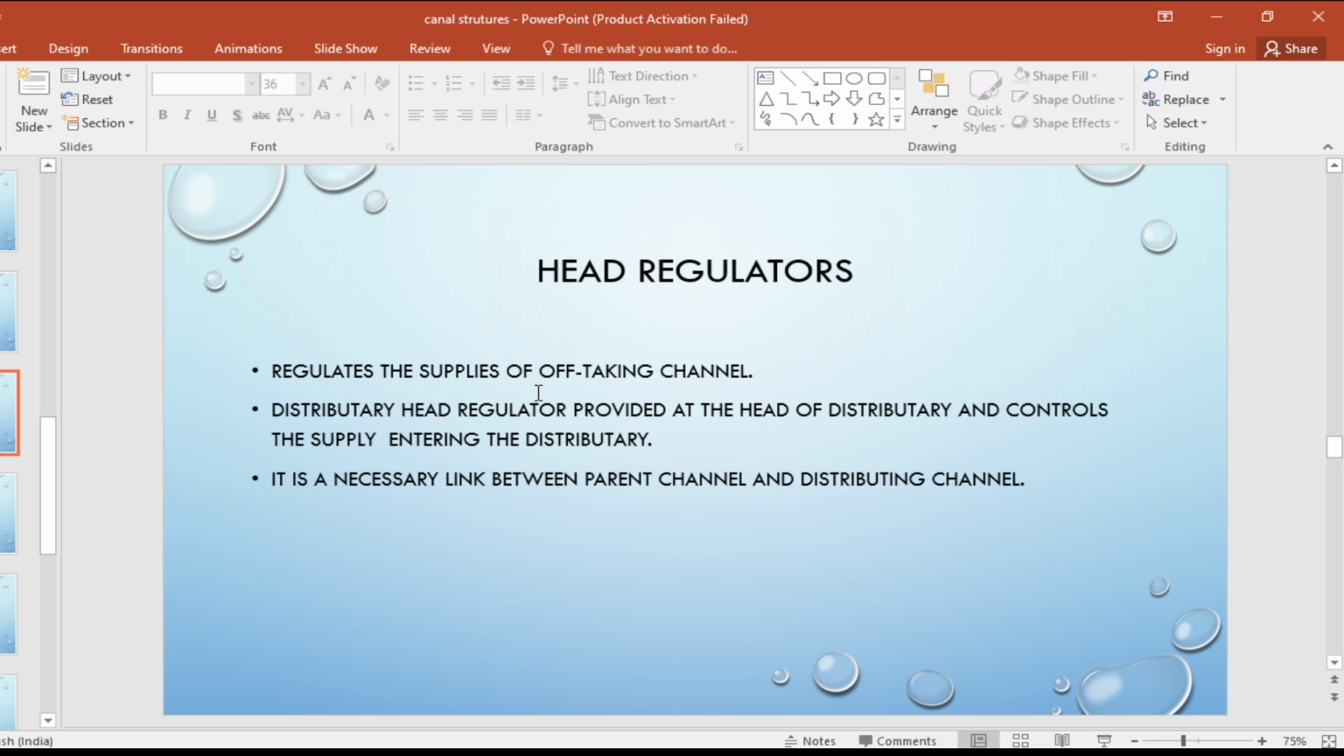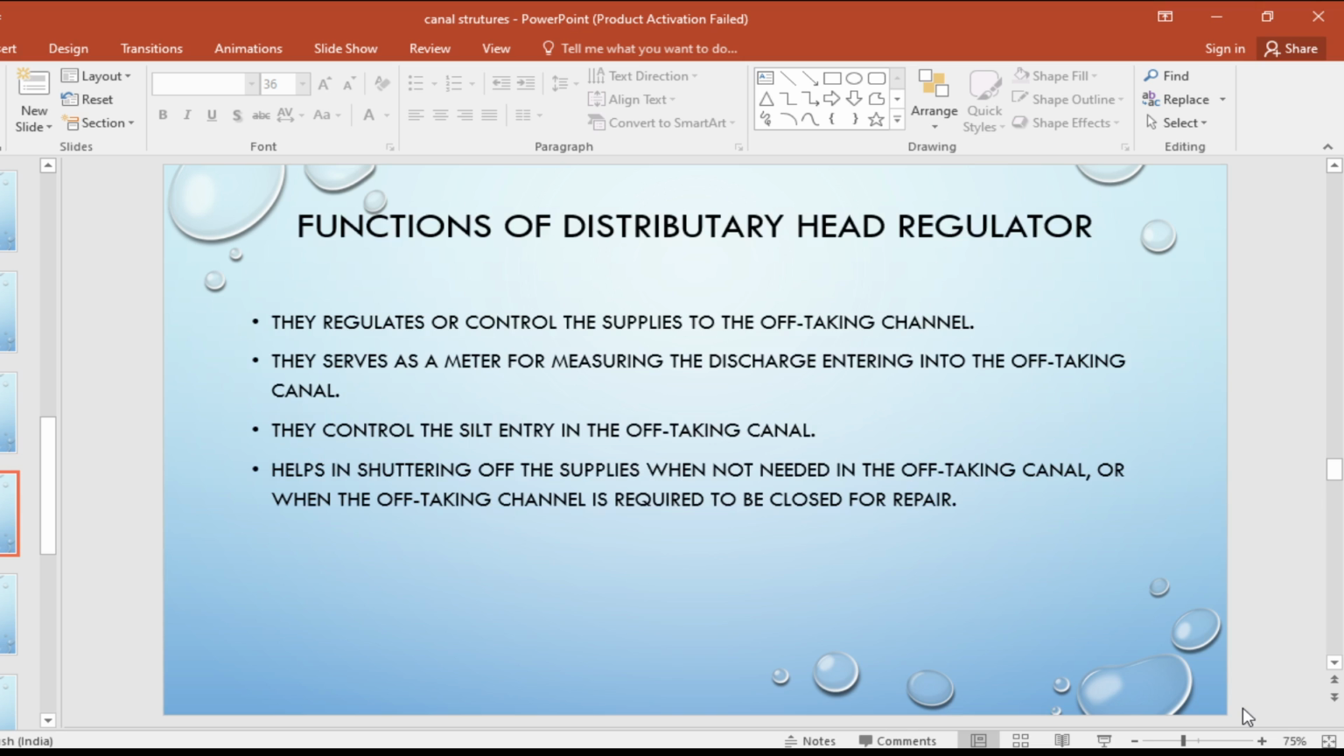Also, the distributory head is a regulator, a meter of supply, and a silt selective structure. The distributory head is a regulator, also it is a meter of supply, and also it is a silt selective structure. Secondly, the functions of the distributory head regulator. What are the functions of the distributory head regulator? The major function is as explained in the definition of it.